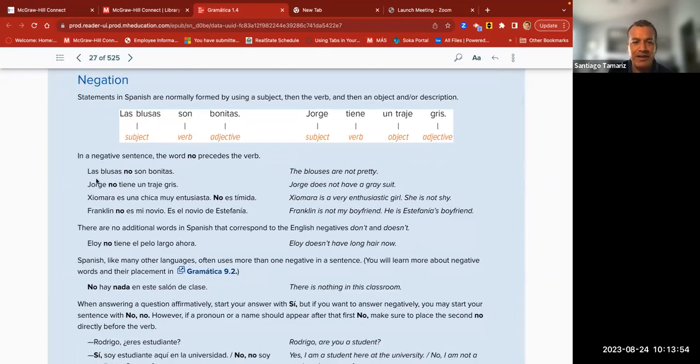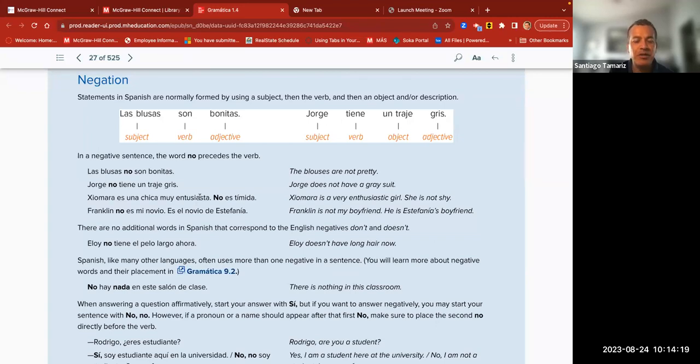Very important. Las blusas no son bonitas. This is the verb. So the no precedes the verb. No son bonitas. The blouses are not pretty. In this case, in English, the not precedes the adjective, but in Spanish, the no precedes the verb. Jorge no tiene un traje gris. Jorge no, before the verb.